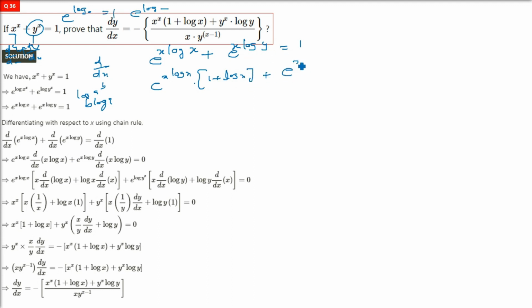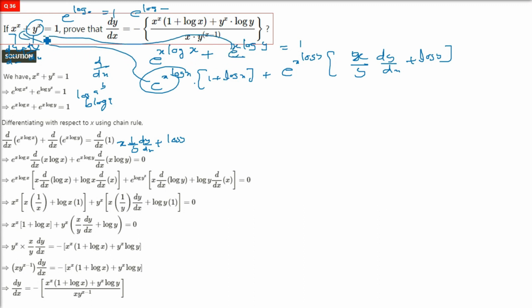And e to the power x log y will be e to the power x log y. Then x log y, I'm doing it here. x log y is 1 by y dy by dx. Then we have log y, and d by dx of x is going to be 1. So we have x by y dy by dx plus log y. On the right it will be 0 because d by dx of 1 is 0.